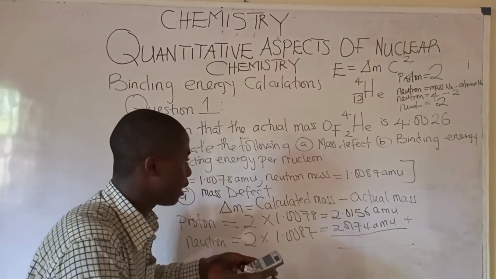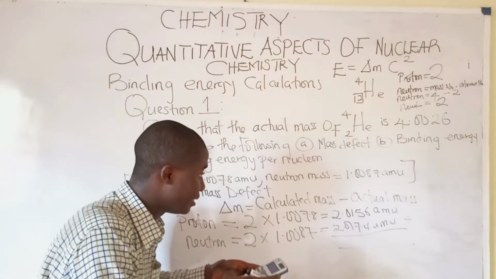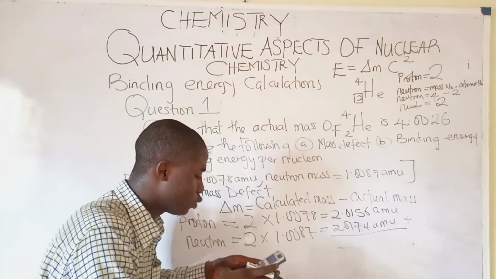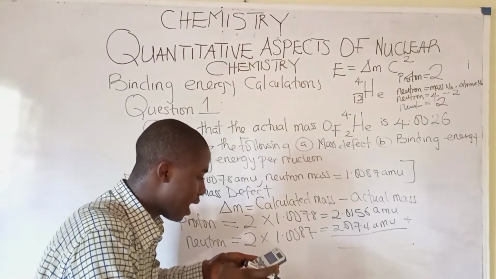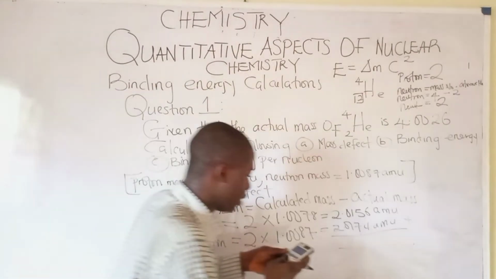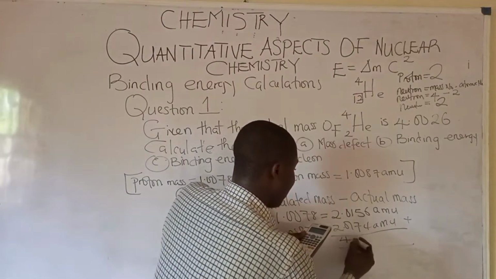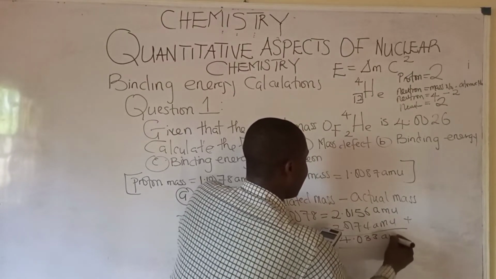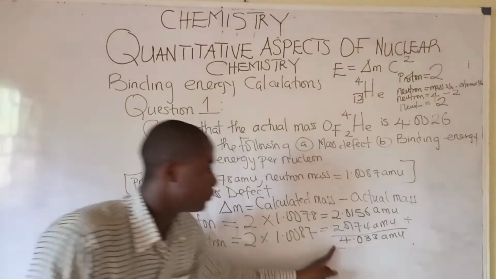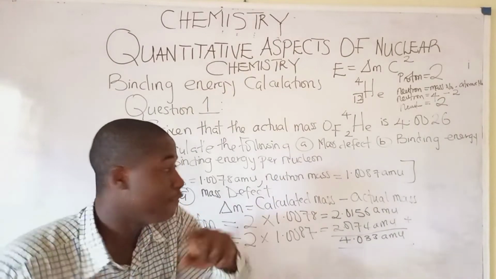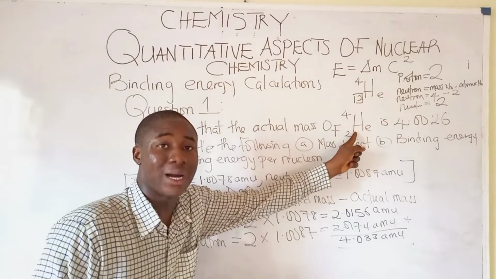We get the calculated mass to be 2.0156 plus 2.0174, so that gives us 4.033 AMU. So this is the calculated mass for this helium particle.